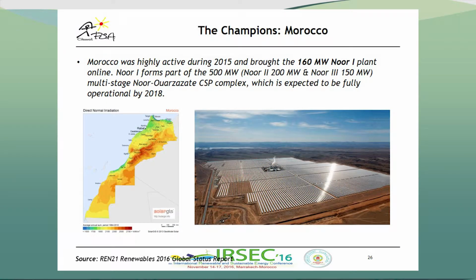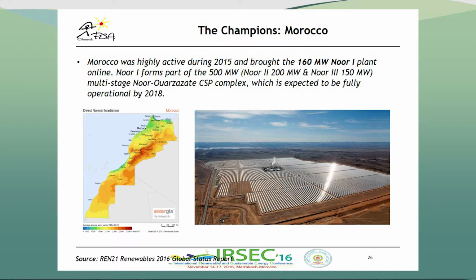And well, I have classified the countries in different categories. The best ones are the champions. Morocco is a champion, of course. They are developing the Noor complex in Ouarzazate for a total of 500 megawatt, 3 huge power plants. Here you see the picture of one. And to be operational by 2018. All these data have been taken from this report, the REN 21 Renewables 2016 Global Report.